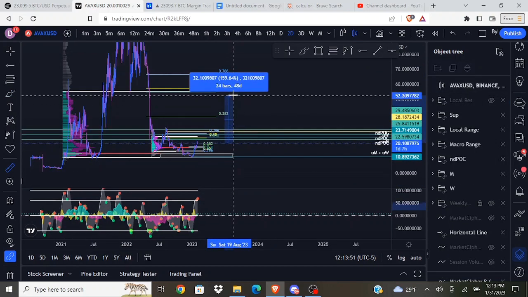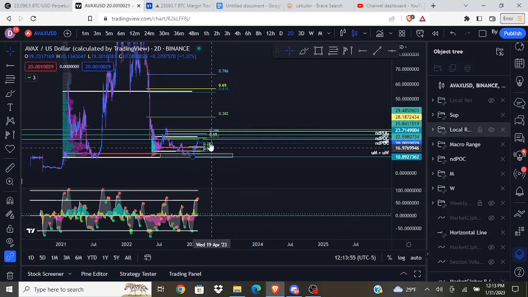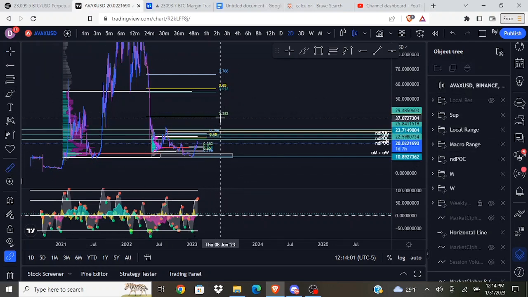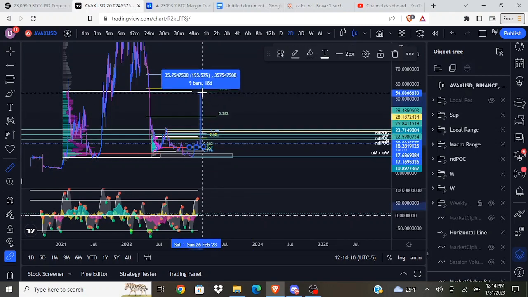But, I may be getting a little ahead of myself here. That would be a very large move to the upside if we did see that. However, I don't think it's impossible. We did have a massive rally in the middle of last bear market. So, who's to say we can't do it again? But anyways, I think that's about it for this one.